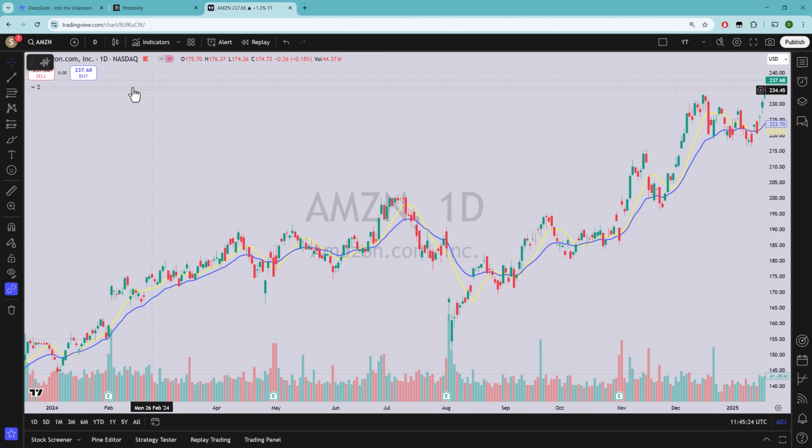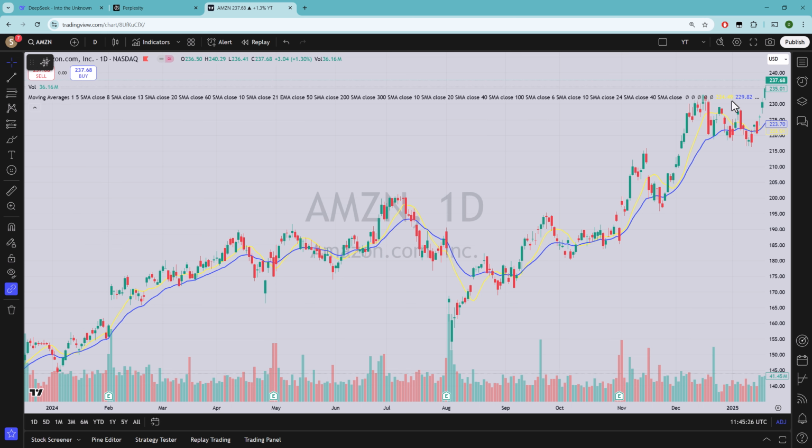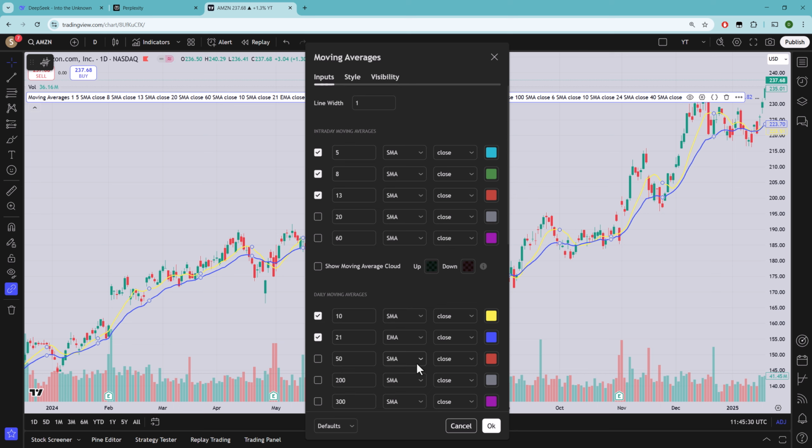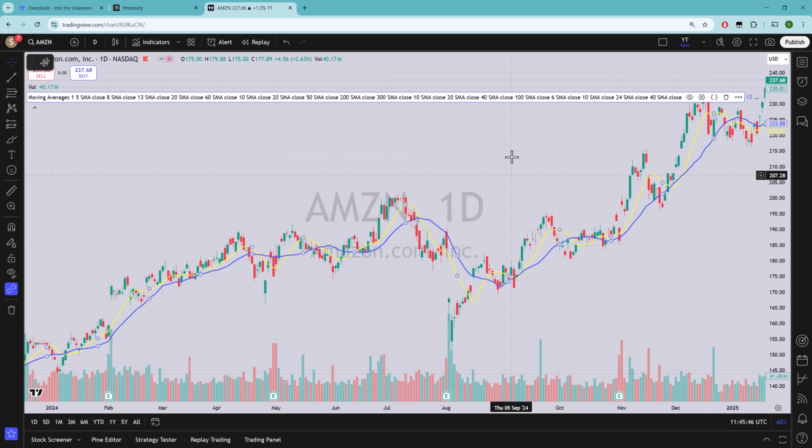We have some averages here. Let's do a bit of configuration and ensure we have the right ones. Here we have the 10 simple moving average in yellow, and let's set the 20 simple moving average, instead of exponential ones, in blue. Okay, we would expect the first one somewhere here.